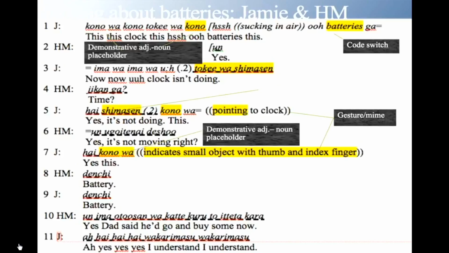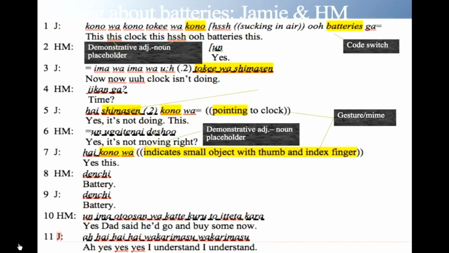So having established that the clock is not moving, Jamie begins to explain why the clock isn't working. She returns to the original missing target word, batteries, and she uses a demonstrative adjective, kono, again while marking a small object. And this is line 7. The topic particle wa used after kono projects that Jamie's sought-for word is a noun. And leaving her sentence unfinished projects a conditionally relevant response of completing the sentence with an appropriate noun.